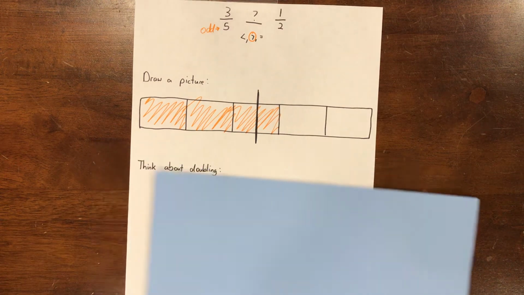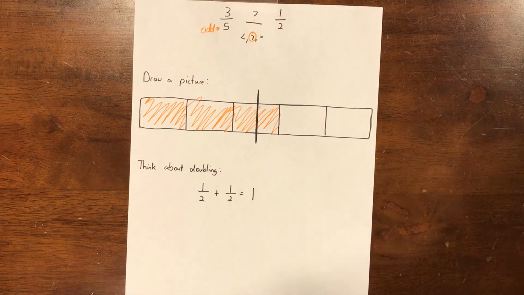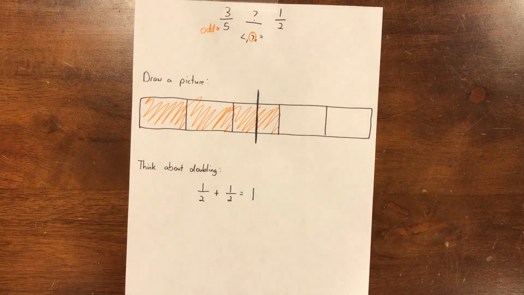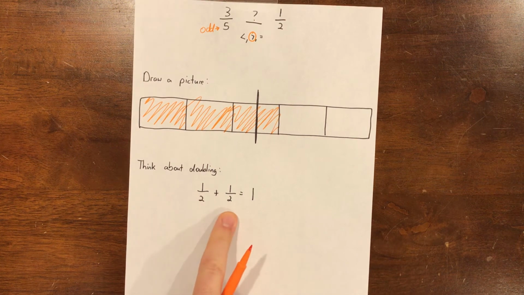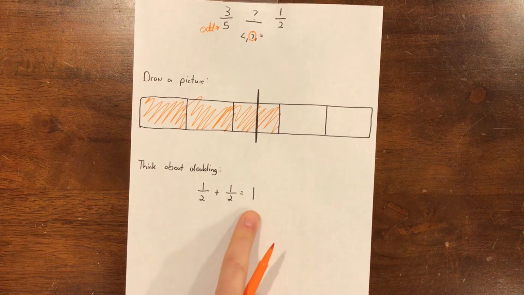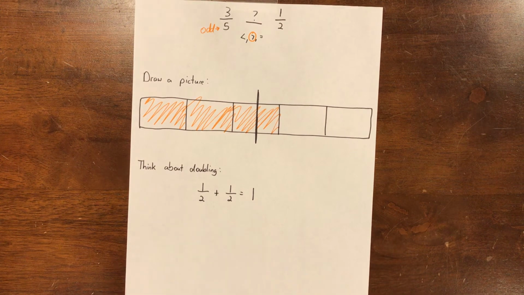Another thing that you might do that can help, that a different student thought was pretty useful, was to think about doubling. So we know that if we double the half, a half plus a half, we would get, say it out loud, right, a whole. So when I have a fraction equal to a half and I double it, we get a whole. A fraction less than a half, when doubled, is less than a whole.